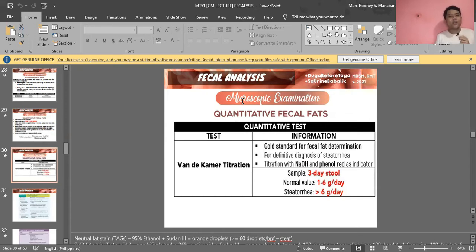Basta ang question, which of the following uses a quantitative fecal stool sample, or which of the following uses a timed, which of the following uses a 3-day stool sample. You have quantitative fecal fat testing. Okay, normal values again 1 to 6 grams per day, and for steatorrhea it is an increase, greater than 6 grams per day. All right, okay.